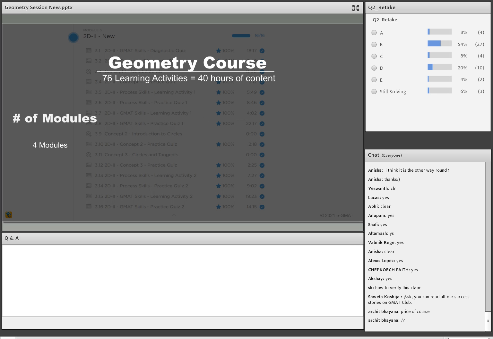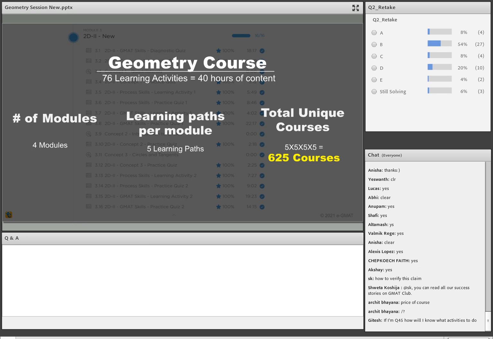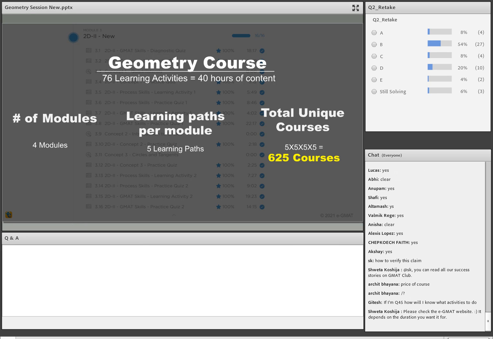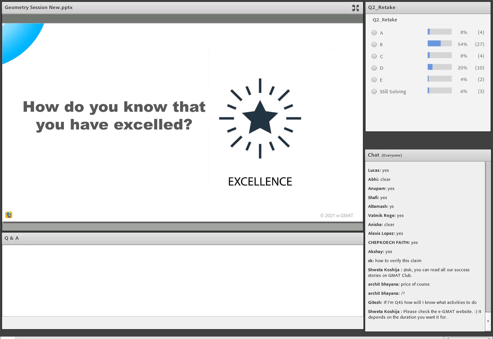And essentially there are 4 modules in the geometry course. Each module has 5 learning paths, so there are a total of 625 courses that can be generated from this one single geometry course, right? And let's say if you are at a Q45, as Gitesh pointed out, you just need to take the diagnostics. The diagnostics will help you understand which files you need to go through, right? So that's how you do it.